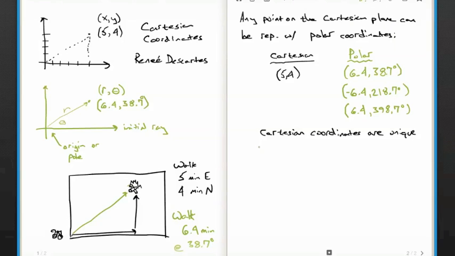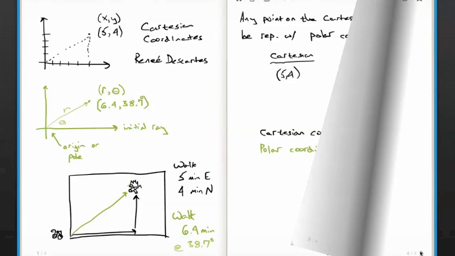Whereas polar coordinates are not unique, and we'll talk about that a little more in the next section. Basically, that means if we have a polar graph, not all of the points on a particular line will fit the equation that made that line. So it becomes a little goofy there. All right, I'm going to go to the next page and talk a little about converting between the two.